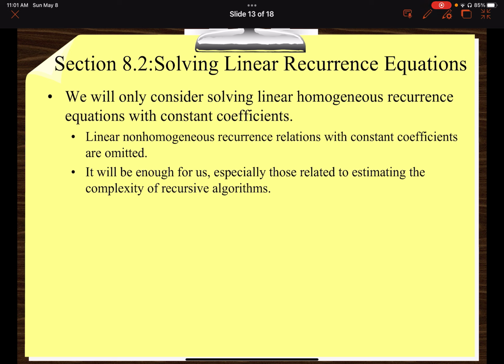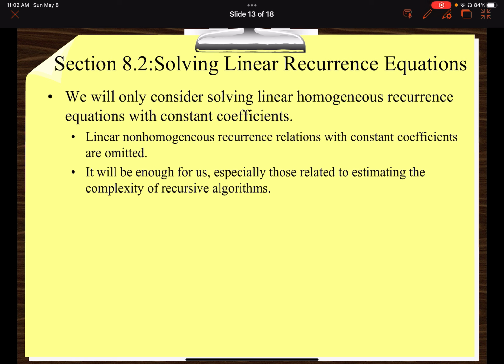Now, what we will do is we will look at a more general case, okay? We will not go too general, okay? We will only consider solving a linear homogeneous recurrence equation with constant coefficients, okay? Now, what do we mean by that? We'll talk about it when we define a linear homogeneous equation. So linear non-homogeneous recurrence relations with constant coefficients are omitted.